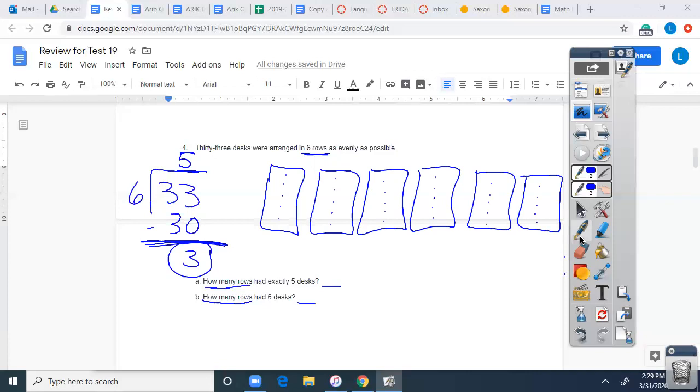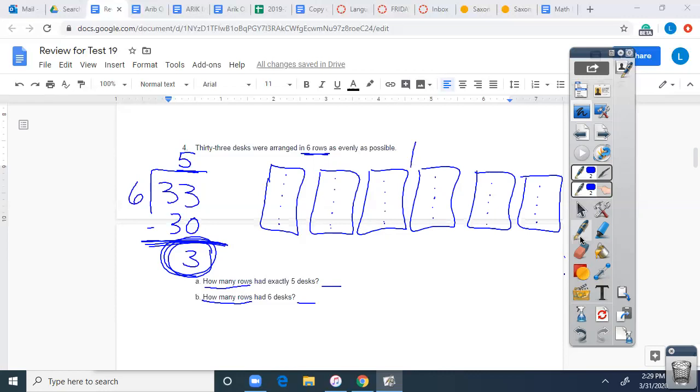I know this is kind of hard. There's a lot of pictures that you can draw for this, but I want you to see it because, like I said, I do think this is the hardest question on the test. So 6 rows have 5 desks each because 6 times 5 is 30. Unfortunately, we can't just stop there, right? We have these 3 extra desks. So we've got to add 1 desk here, 1 desk here, 1 desk here. That's 3 desks, so now we're done.